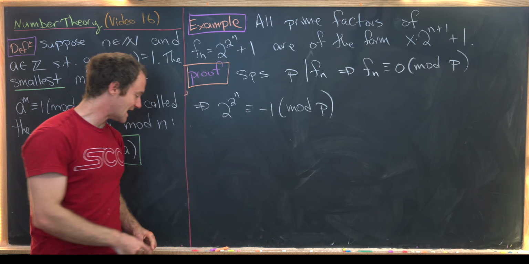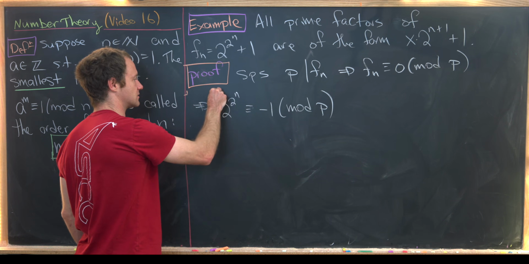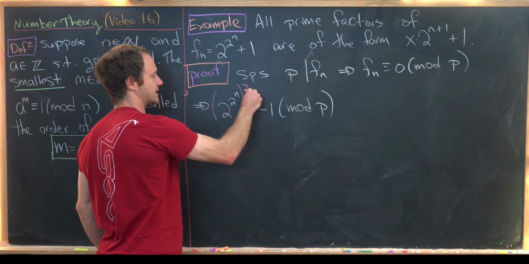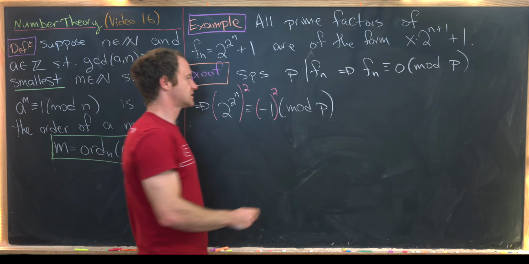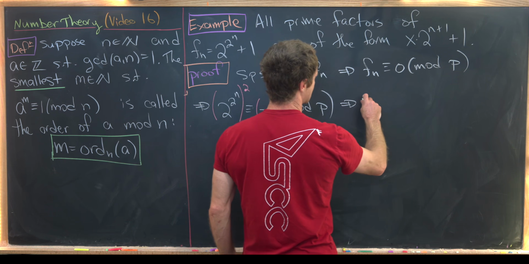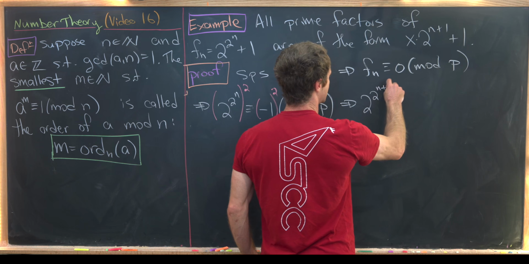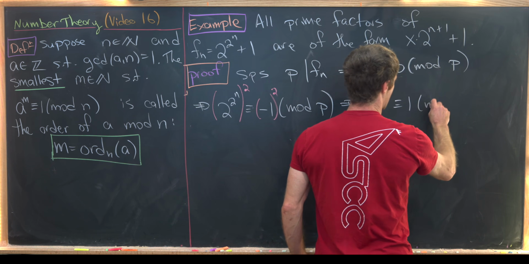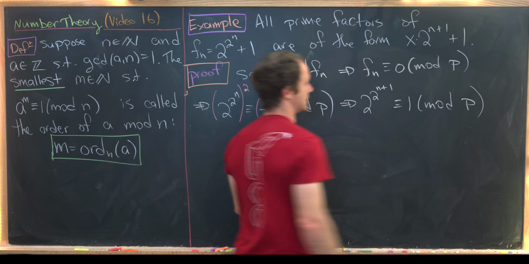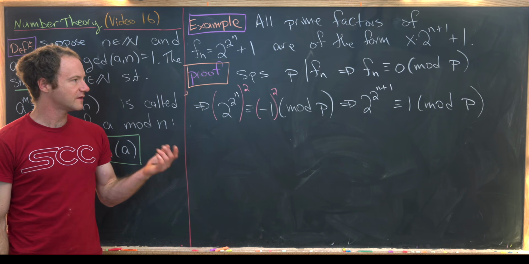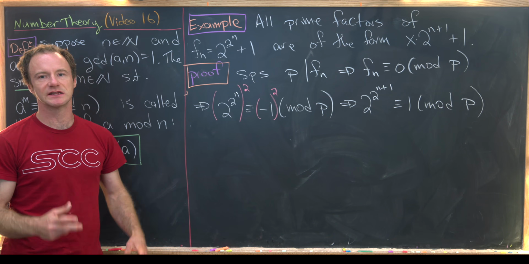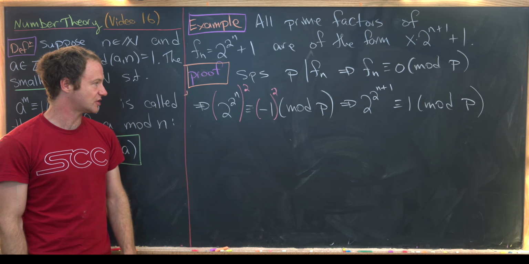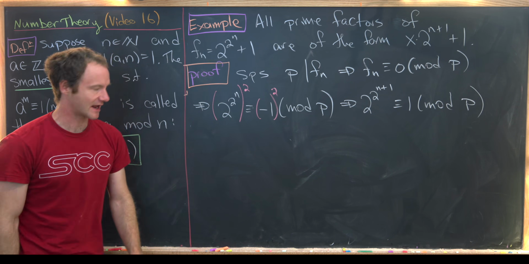Okay, but now what we'll do is take this congruence here and square it. So let's square both sides of this congruence. Let's see what that'll give us. That'll give us 2 to the 2 to the n plus 1 is congruent to 1 modulo p. Now, an important thing that I want to point out here is that this squaring is actually a little bit trickier than it seems like it should be because of these nested radicals.